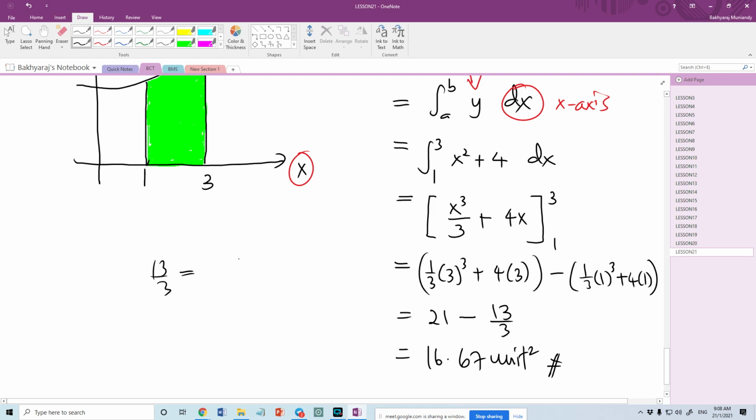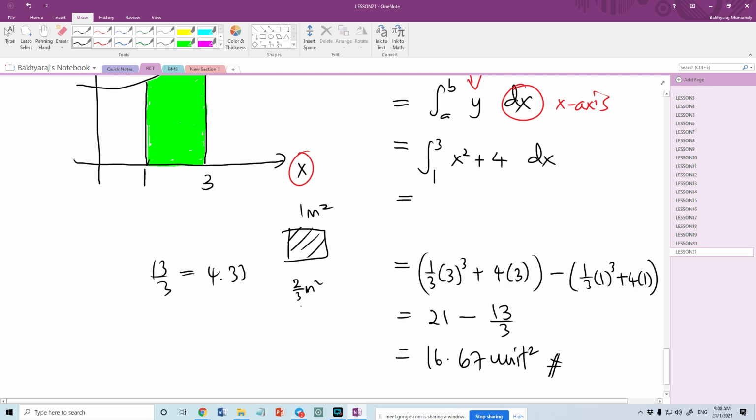Okay, this one is supposed to be 4.3. If I'm not mistaken, 13 over 3 is actually 4.33, right? But with 4.33 we can see the area. But with 13 over 3 we can't see the area. That's why for the last answer you go for the decimal. Decimal will be the right answer. Because we want to see, at least if we see 1 meter square, we can see it. If we put 2 over 3 meter square, we cannot see its value. So at least 0.6667 meter square, we can see its value. So that's why I'm asking you for the decimal.